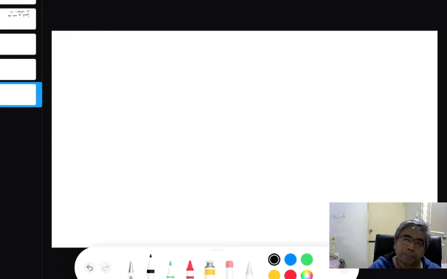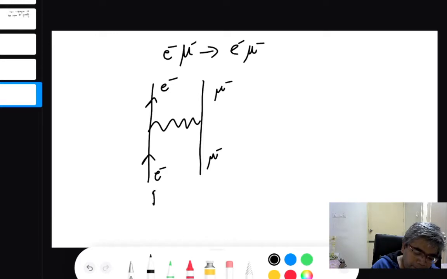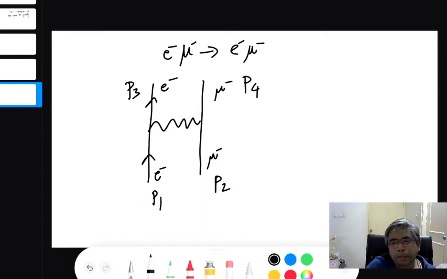So let's see what the diagram would be for a process. The simplest process is e mu going to e mu. Both of them are negatively charged. So what would be the diagram which would contribute to this scattering? You think about it. The electron goes to an electron, and while going it exchanges a gamma, and the muon goes to a muon. I can label this P1, P2, P3, P4. This is the only channel, the t-channel process.